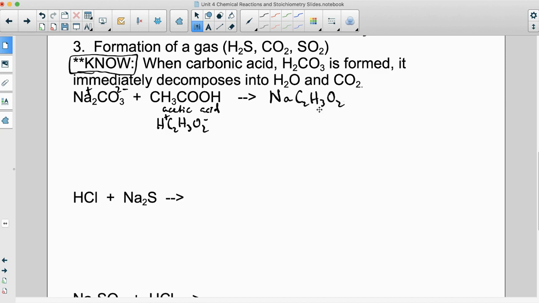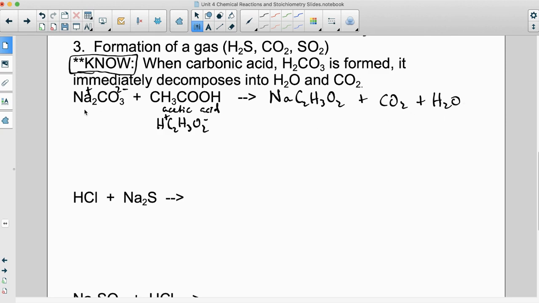NaC2H3O2, plus H2CO3. But remember, this does not stick around. Carbonic acid does not stick around. It decomposes and forms CO2 and H2O. So whenever you end up writing that, you should immediately replace it with these things instead.